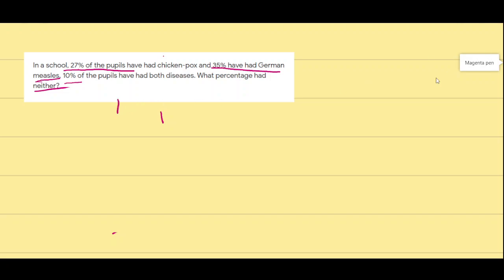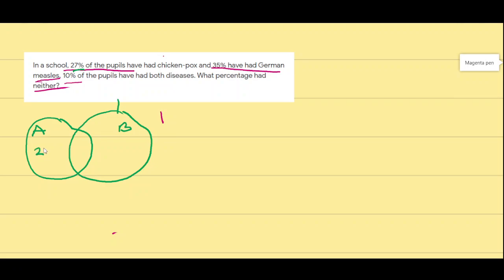Now let's see. What we do now is to look for overcounting. So let's do a diagram here. This is those with disease A. I'll not say chicken pox, because I'm not going to dwell on spelling here. And I'll say this is German measles, B. So here 27% have A, and then 35% have B. Now 10% have both A and B.